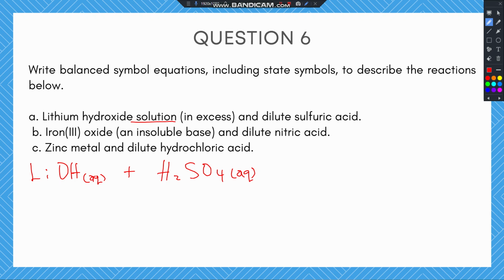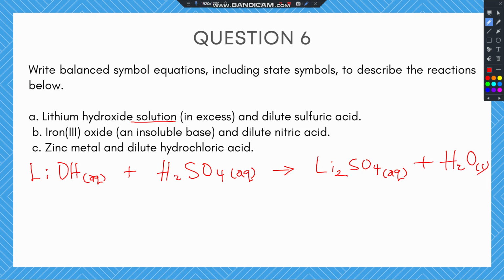So what happens in this reaction is this metal lithium over here comes to hydrogen to displace it. Now in the reactivity series, lithium is higher than hydrogen, so hydrogen will have to leave and combine with this hydroxide to form water. So what we have is lithium sulfate. Lithium sulfate has the formula Li2SO4. This is also in the aqueous state of matter, and then plus water, H2O, which is liquid.